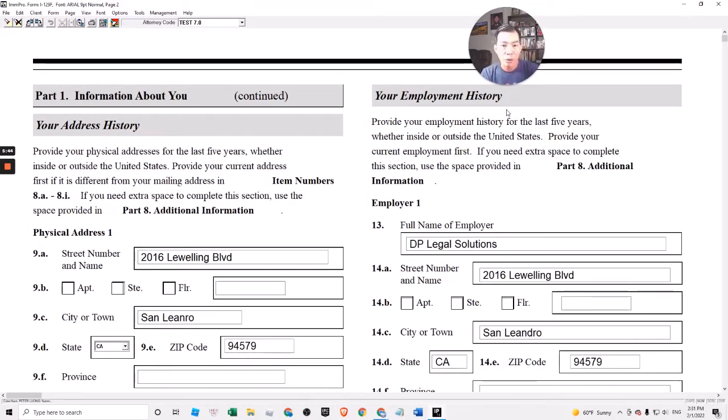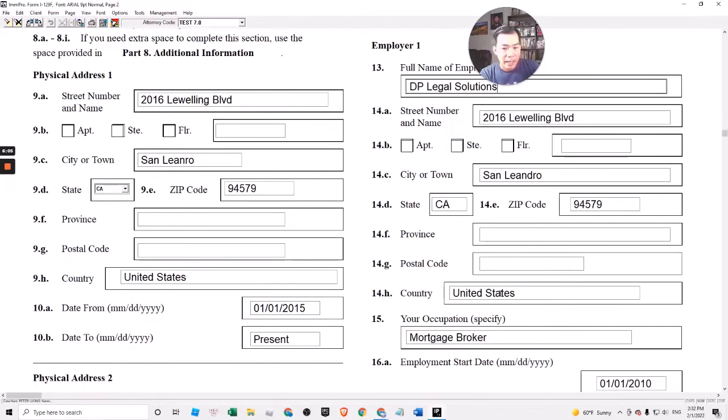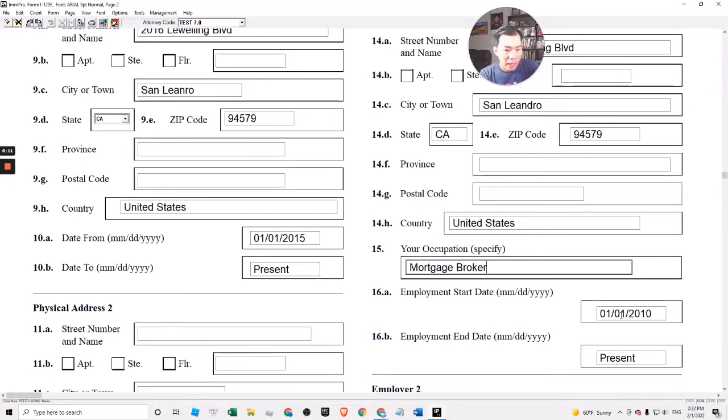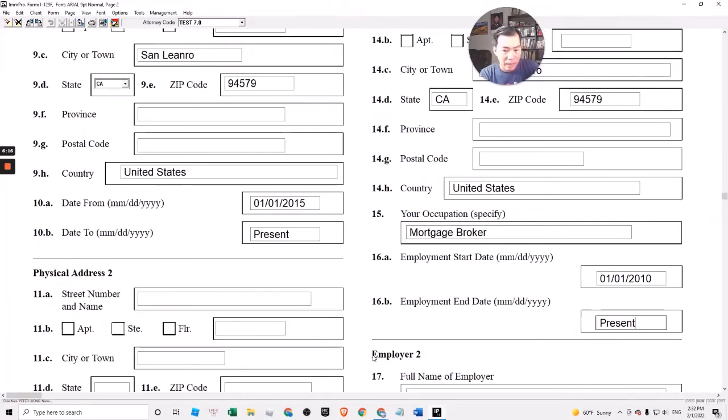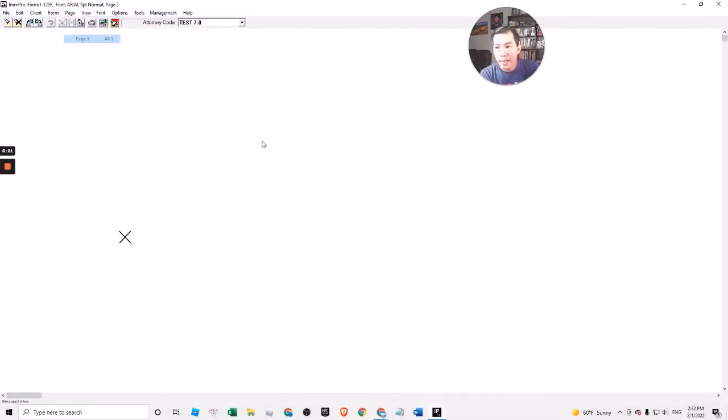They also require you to provide a 5-year history of your employment. So again, if in the last 5 years you worked in multiple places, then you have to provide all the employment you have had for the last 5 years. So, for example, I work here at TB Legal Solutions. This is the address, and my occupation is a mortgage broker. I worked here from January 1, 2010 until present. It's been more than 5 years, so I don't have to worry about employer 2, employer 3. They show it on the next page, on page number 3.